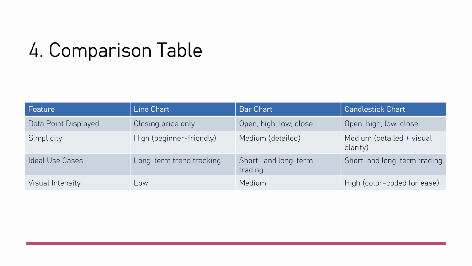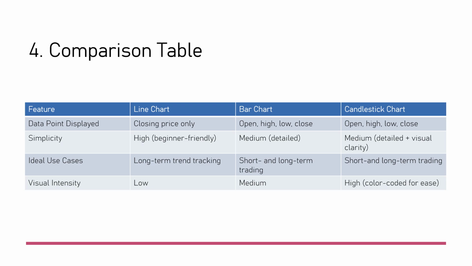For ideal use cases, line charts work best for long-term trend tracking, especially when you want to avoid the noise of daily fluctuations. Bar and candlestick charts are suitable for both short-term and long-term trading, as they provide more information on intraday price movement. Finally, let's look at visual intensity.